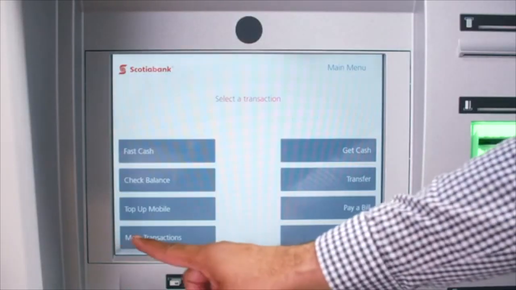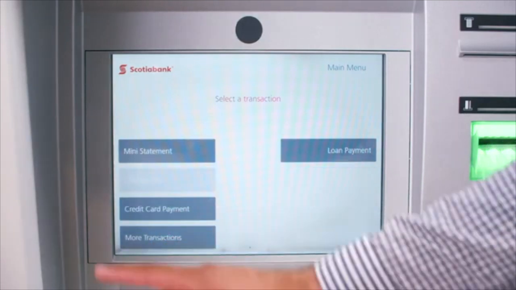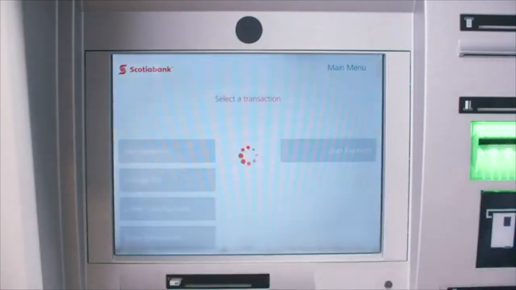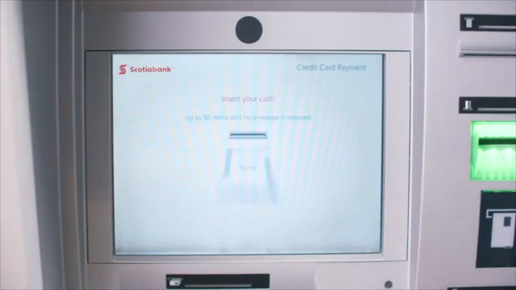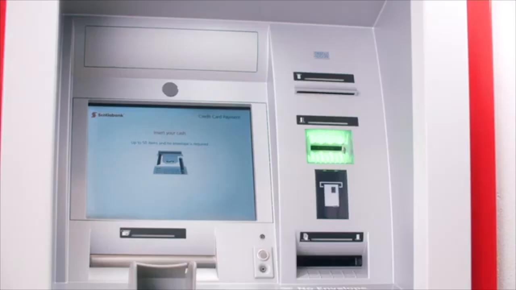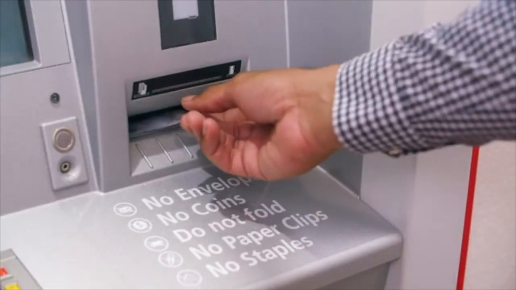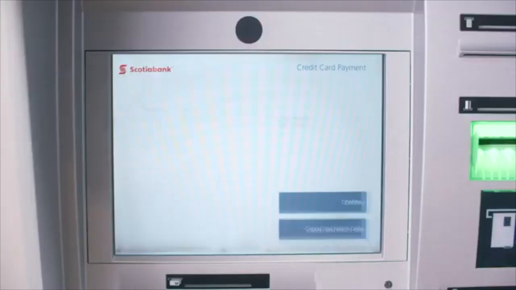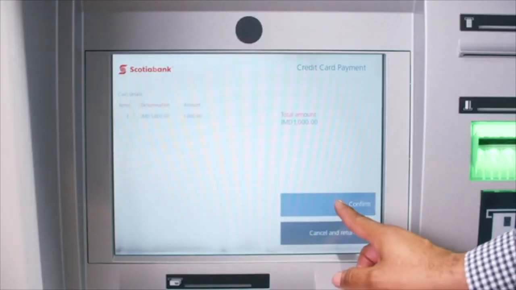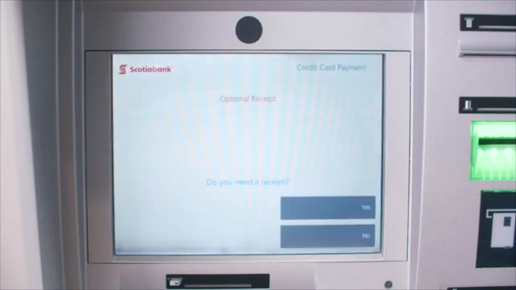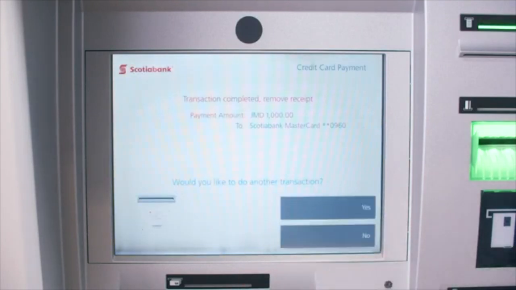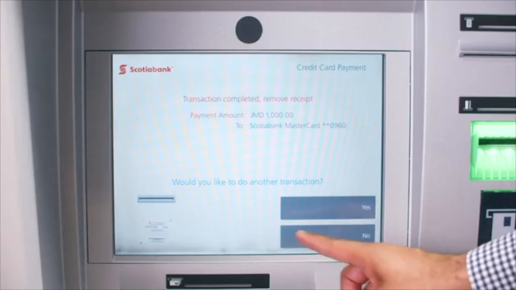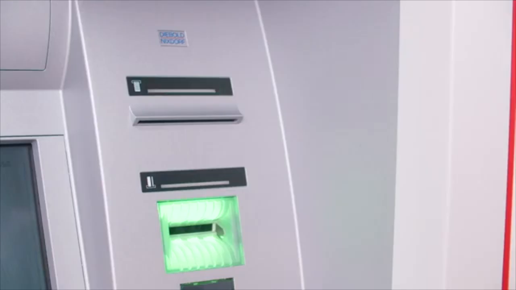Select More transactions. Select Credit card payment. Select Payment by cash. Insert your cash. Confirm payment details. Select Yes or No for a receipt. Would you like to do another transaction? If no, take your receipt.